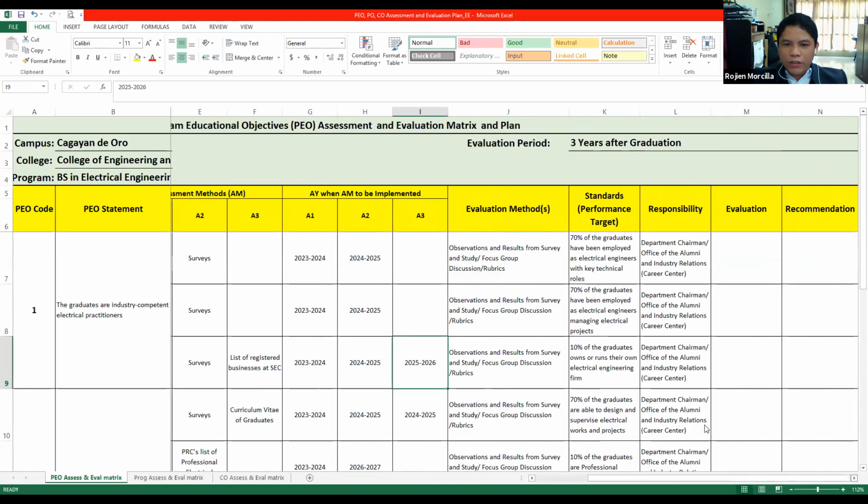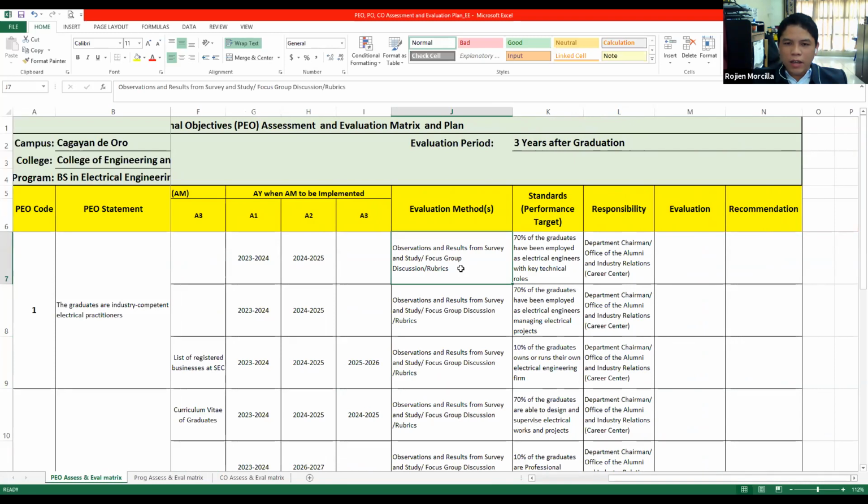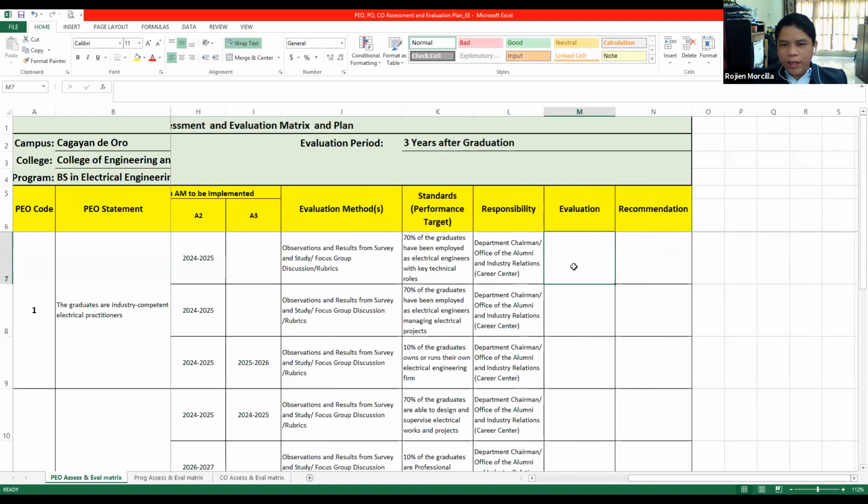Okay, then evaluation. How do I evaluate the method? The main thing here is the rubrics. Usually the rubrics. So I create rubrics in order to evaluate that particular indicator. I set a standard, for example, 70% of the graduates are employed as electrical engineers in key technical roles. Then I look at whether the 70% was achieved. The responsibility belongs to the department chair, with help from alumni, the industrial relations office or the career center in this area. Then the blocks here are what your group will use for evaluation, showing where targets were not achieved. Then recommendations. Okay, that is the statement.